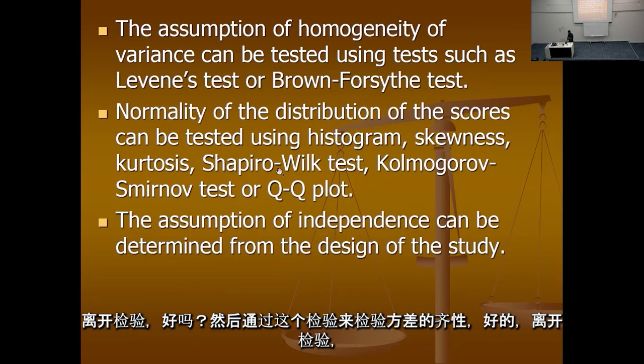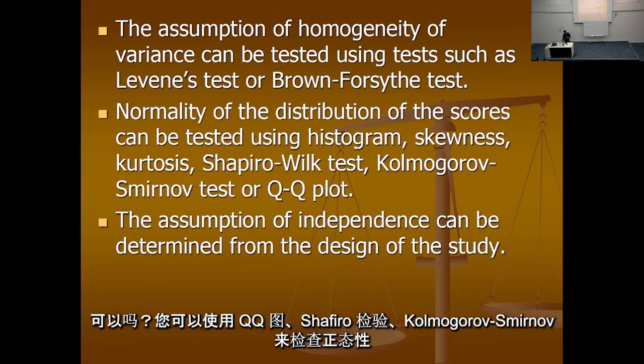The assumption of homogeneity of variance you can check by using the Levene test. Normality you can check by using the QQ plot, the Shapiro-Wilk test, or the Kolmogorov-Smirnov test.